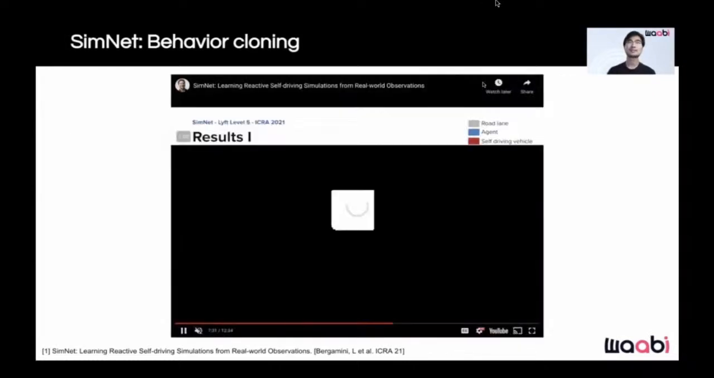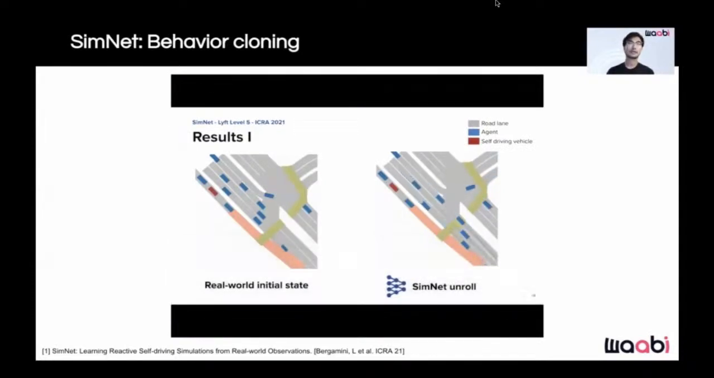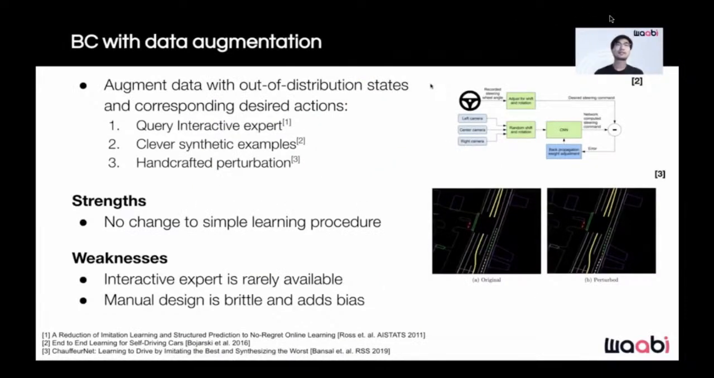SimNet is a recent paper that actually uses vanilla behavior cloning for learning reactive simulations. It attempts to mitigate the compounding error problem by simply training on a ton of data. As seen in the video, after training on 1,000 hours of driving data, the model learns convincing reactive behavior. Another data-centric solution to the behavior cloning problem is data augmentation, where we expand the expert distribution with out-of-distribution states and corresponding desired actions for recovery. In this paradigm, the learning procedure remains simple and familiar since it's still a supervised learning task. Now, optimally, we would like to query an interactive expert, but that is often unavailable or prohibitively expensive. Other methods seek to heuristically generate more synthetic examples to cover this space, but this requires manual design which could be brittle and adds bias.